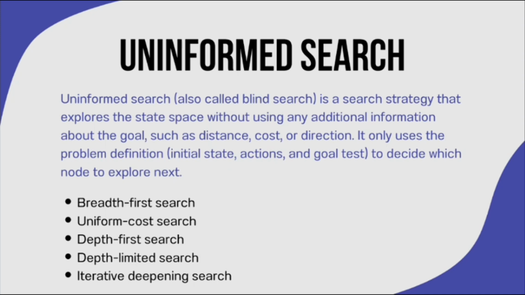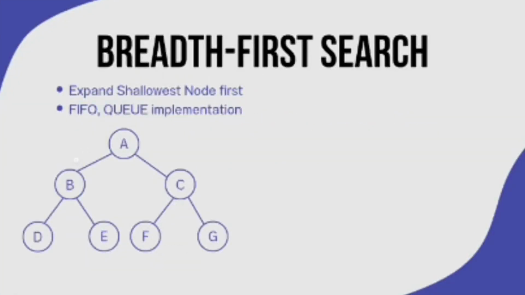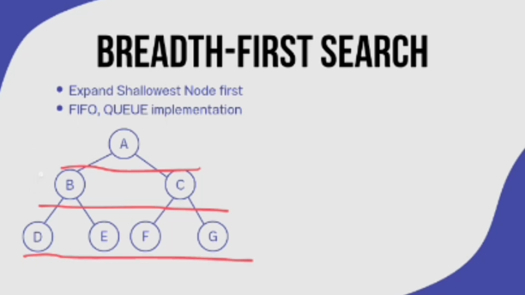We will discuss some of the algorithms of uninformed search. So start with breadth first search. In breadth first search, we expand the nodes level by level. We expand the shallowest node first, meaning we expand the topmost node first. So here we have these levels. We only go to this level if we have already expanded all the nodes of this level, and we go to this level if we have already expanded all the nodes of the top two levels.